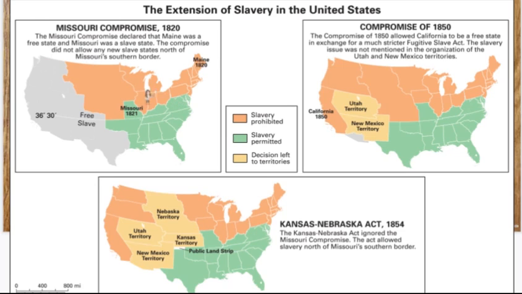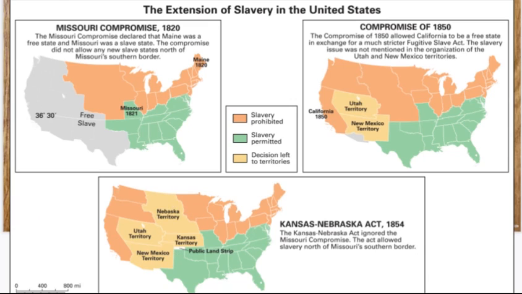The orange is where slavery is prohibited, meaning not allowed. The green is where slavery is permitted, which means it is allowed. And the yellow is decisions left to the territories. So these are territories, not states yet. So the decision is still up in the air.